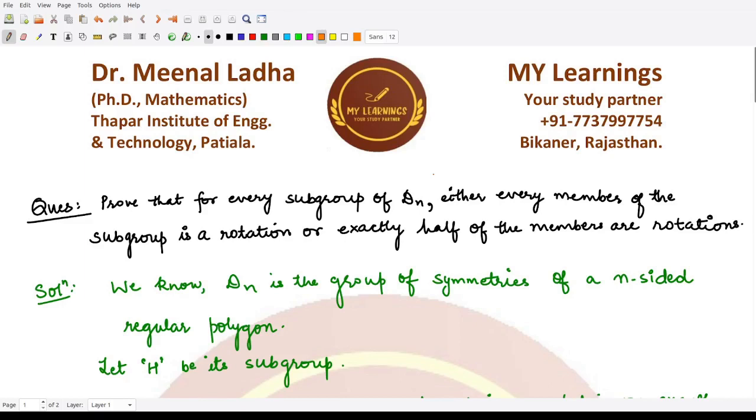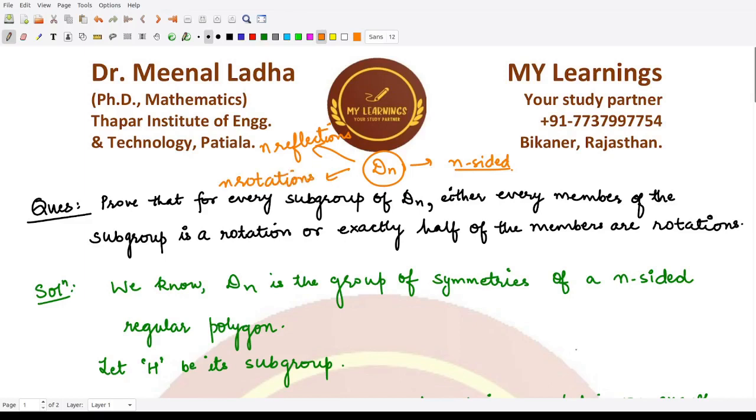If you remember, what is this group Dn? Dn forms the group of symmetries of an n-sided regular polygon, right? We study its symmetries. Now, you know there are exactly n reflections for this Dn, and there are exactly n rotations for Dn. This thing we already know, right?